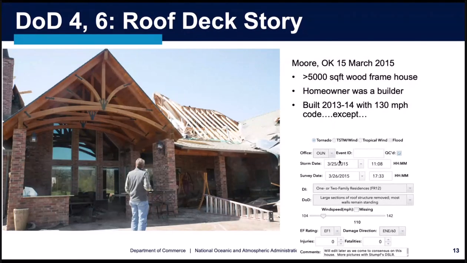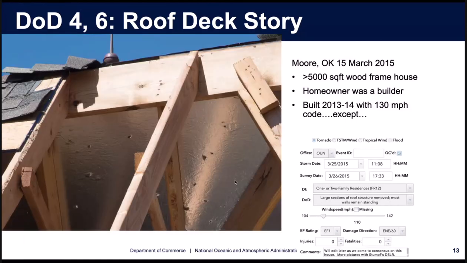And so we applied a DOD of large sections of roof structure removed, most walls remain standing, roughly somewhere below the expected because of this problem. And that is, if you look closely enough on the rafters here, we have a set of staples. And these staples were the only thing that were keeping the roof deck panels on the roof. So these are clearly below expected values, at least at this point here.